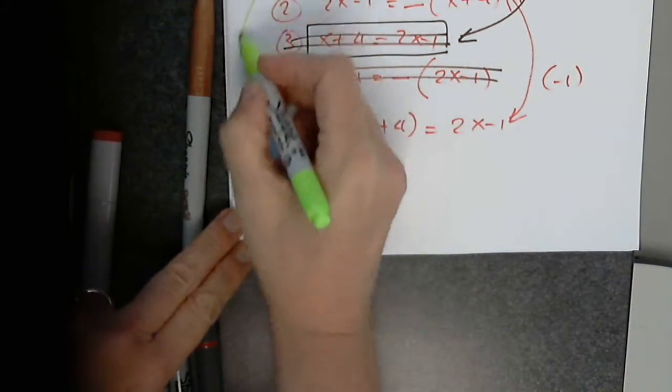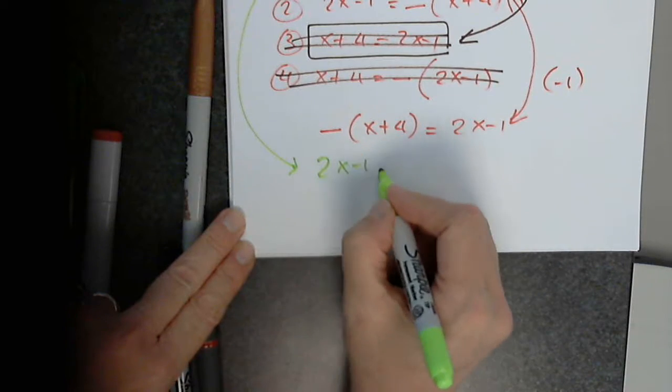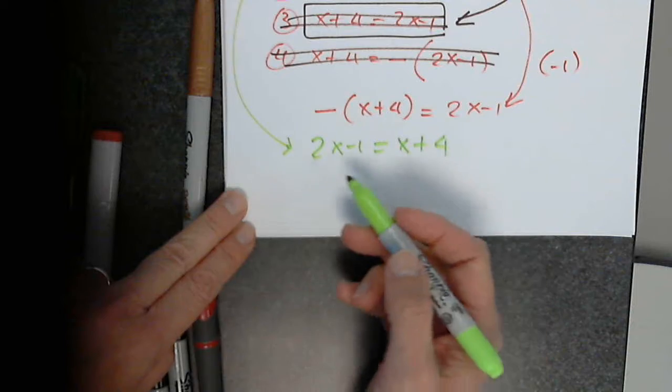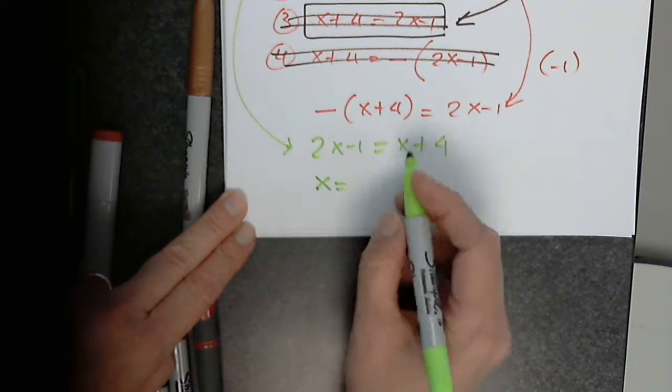Okay, so let's solve the first one. I'm solving the first one right here. So I have 2x minus 1 equals x plus 4. I subtract x from both sides, and I add 1 to both sides.